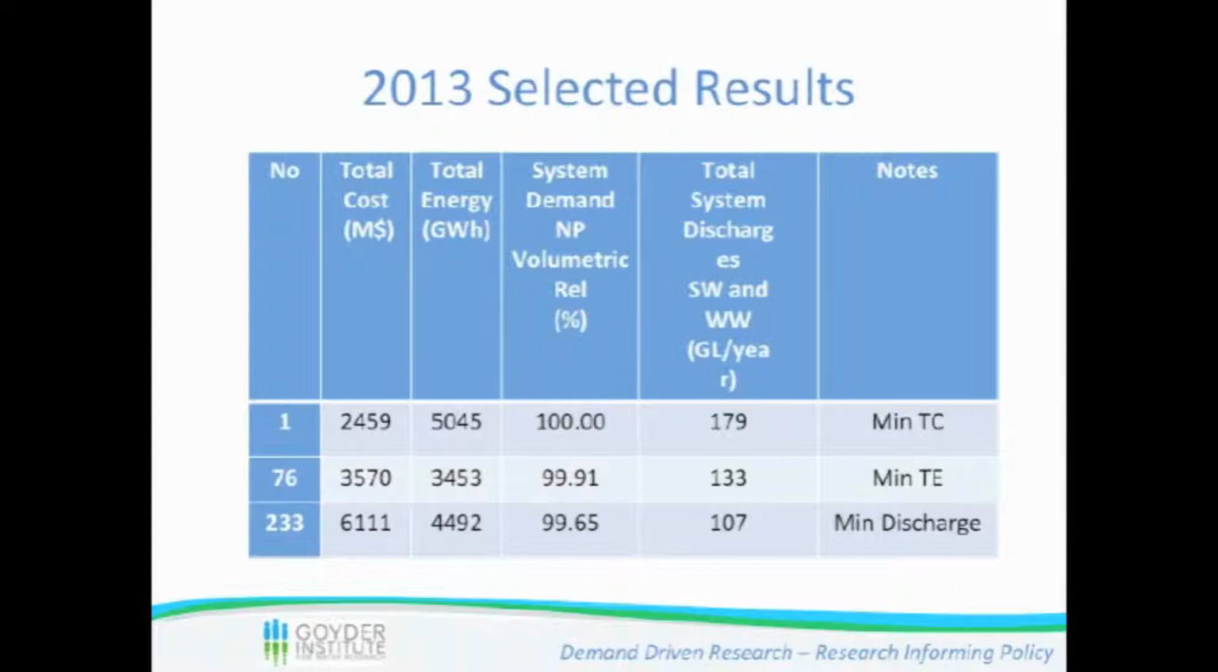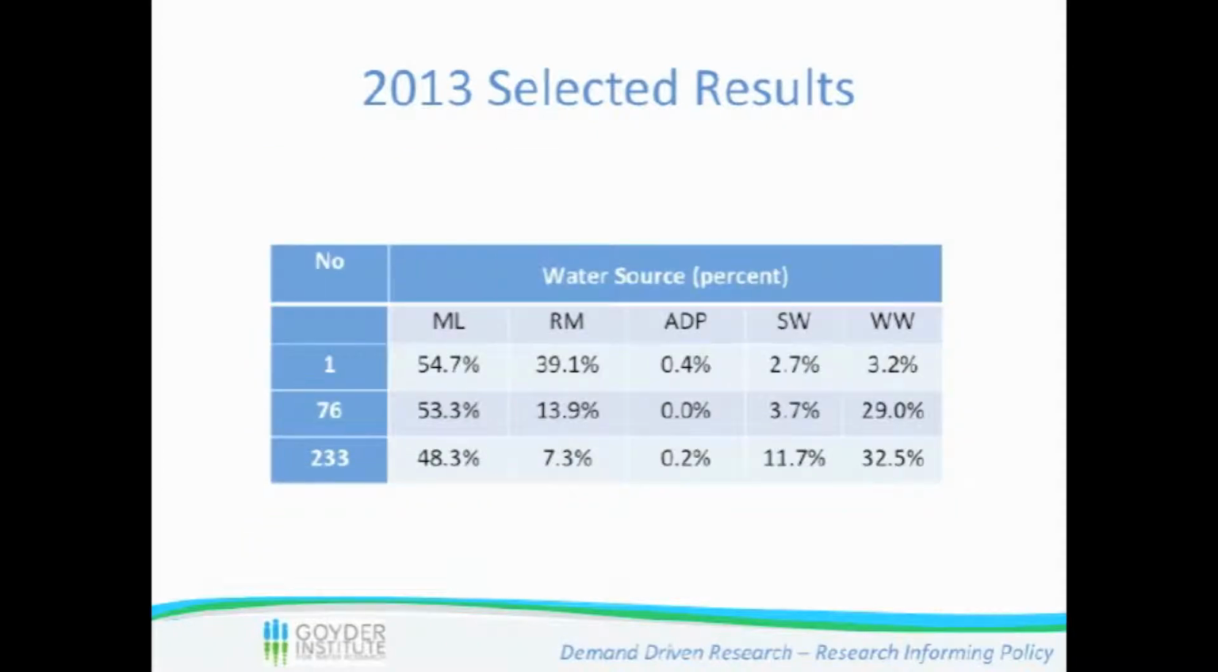So let's look at a couple of these solutions. So here I have 3 solutions. One is the minimum total cost, one is the minimum total energy, one is the minimum total discharge, and you can see that if you want to reduce the discharge to the Gulf, not surprisingly, the cost goes up quite significantly, and there is a minimum energy solution that's kind of intermediate in terms of discharge to the coast, to the Gulf.